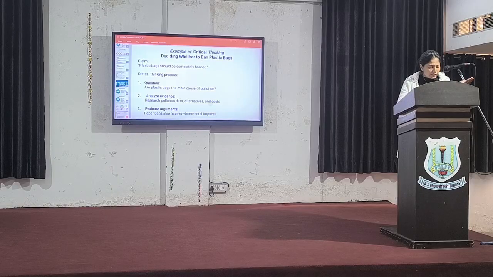Then at third point, we evaluate the argument. Let's say there are paper bags as alternatives. Paper bags also have environmental impacts. Paper bags भी कौन सा ऐसे create होते हैं, उनके लिए भी trees को काटना पड़ेगा, उससे paper बनेंगे. फिर जितने ज़्यादा paper bags use होंगे उतने ज़्यादा trees को काटना पड़ेगा. ठीक है.